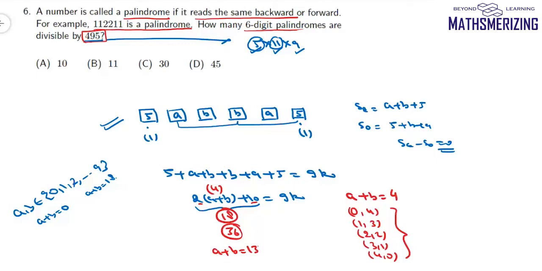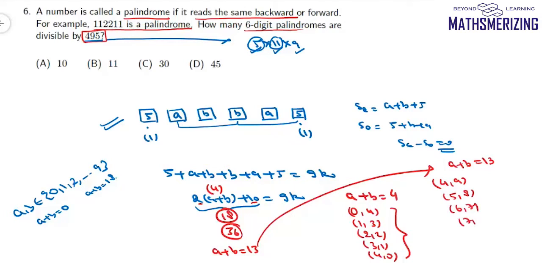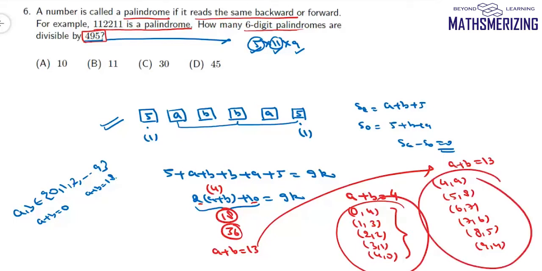Now the other combination that we need to check is when the value of a plus b is 13. So what are the possible combinations? Possible combinations are (4,9), (5,8), (6,7), (7,6), (8,5) and (9,4). So these are the possible configurations where the sum a plus b into 2 plus 10 is a multiple of 9. So which is 5 and then 6, 11 cases. So the total number of 6-digit palindromes which are divisible by 495 is simply 11. That's your option number B.